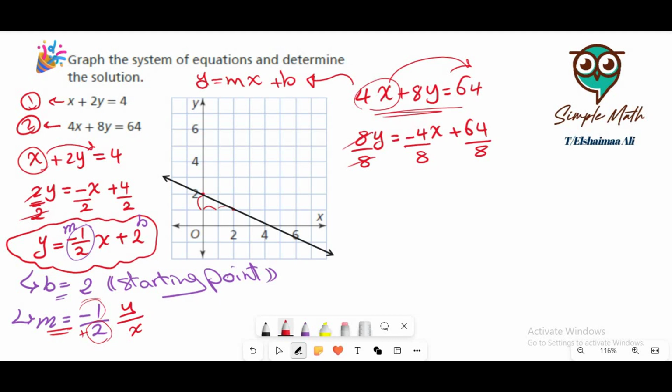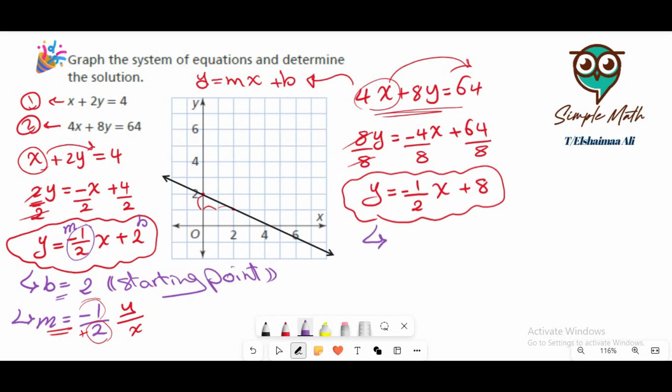We can cancel the 8, so y is equal to negative 4 over 8. We simplify that fraction by dividing by 4 up and down, so it becomes negative 1 over 2 x plus 64 over 8, which gives me 8. Here we have the second linear equation, and we want to graph it. So we need 2 points. B is equal to 8, and this is my starting point as I said before, and also b is the y-intercept.